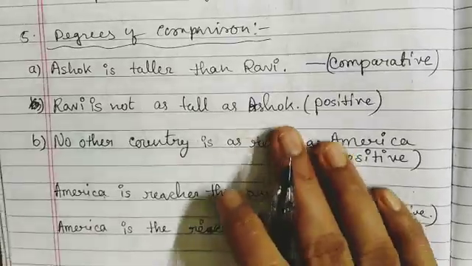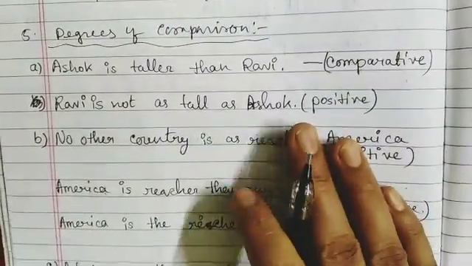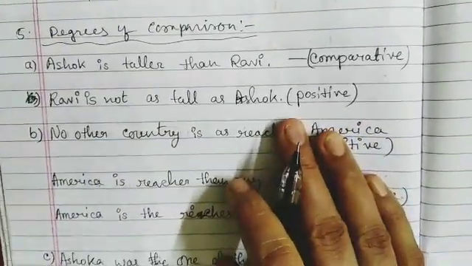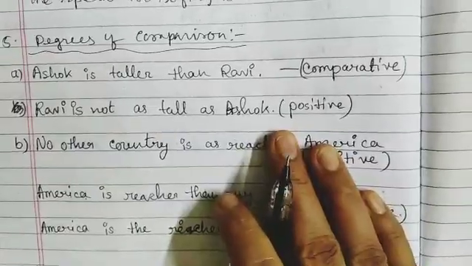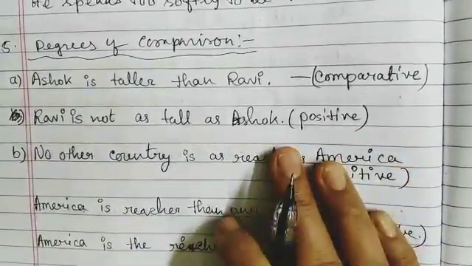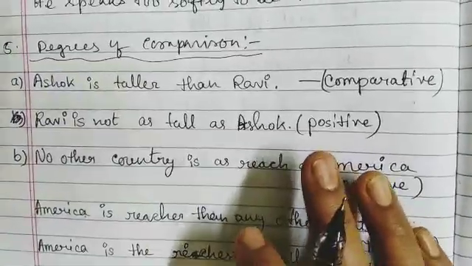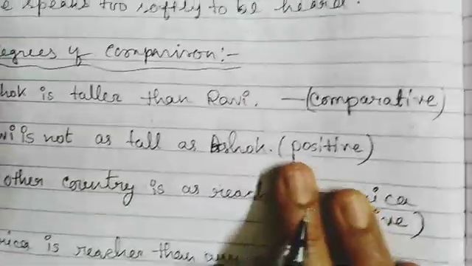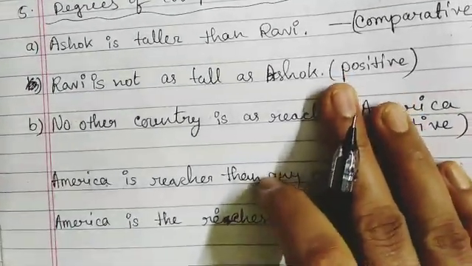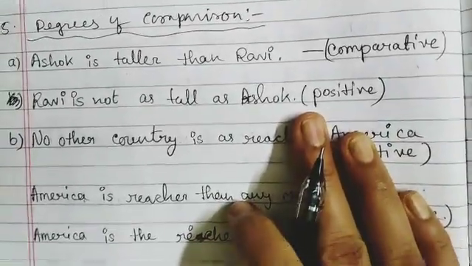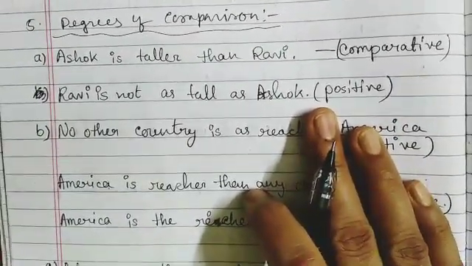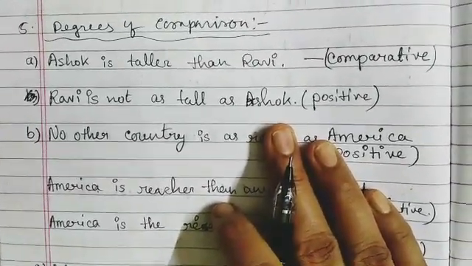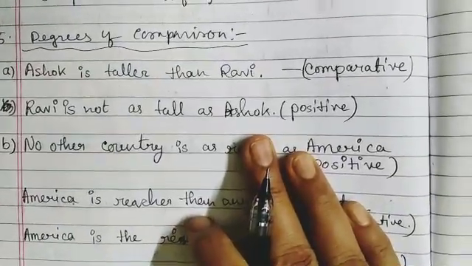Like Rama is a beautiful girl. Here there is no comparison, so it is in positive. But when I'm telling that Rama is more beautiful than Rita, then the comparison is between two persons, that's Rama and Rita. Then we are using more, that is in comparative. And when I'm telling that Rama is the most beautiful girl in the class, then the comparison is between Rama and the class, and she is the most beautiful, so it is superlative degree.